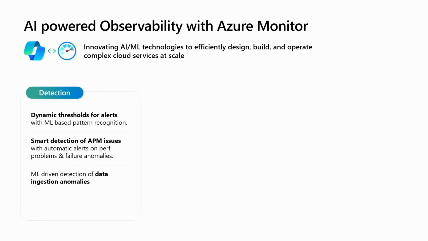Around detection, I already mentioned our dynamic threshold alerts. You can use that ML technology to figure out, based on your trends and patterns, what are the right thresholds. We have smart detections available in many cases out of the box as well. So even if you don't configure an alert, we can proactively notify you if there is an application issue, data ingestion anomaly, or anything like that.